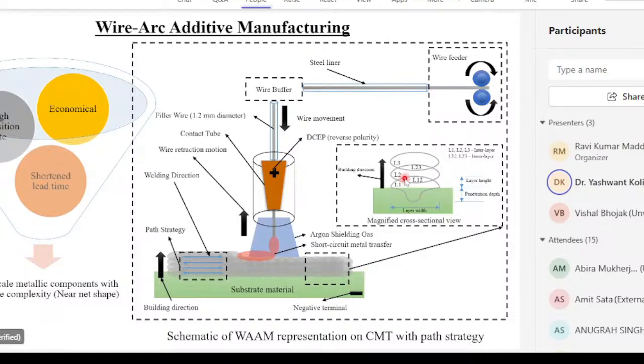First we have to lay the beads, and we have to optimize the beads according to the dilution, reinforcement, penetration, weld width, and contact angle. These five parameters have to be optimized. Then only can the best process parameters be found out, and with the optimized parameters we can fabricate a single wall structure or a multi wall structure. That will be a very good process.